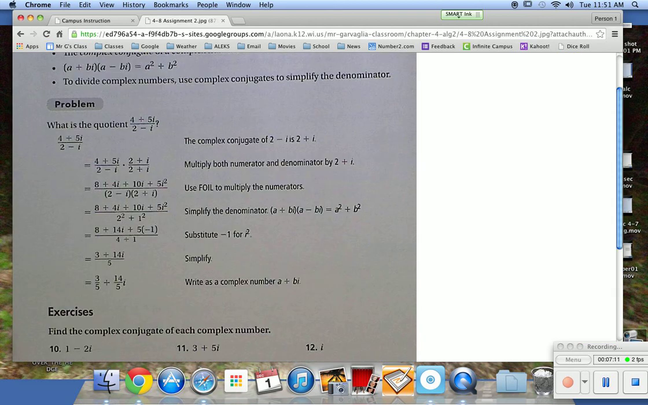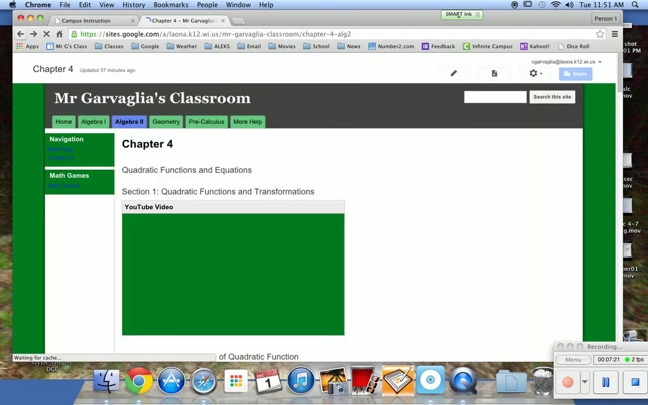On the other side, find the quotient. Yeah, we're not going to worry about that. I want you guys to be able to multiply these so you understand it.